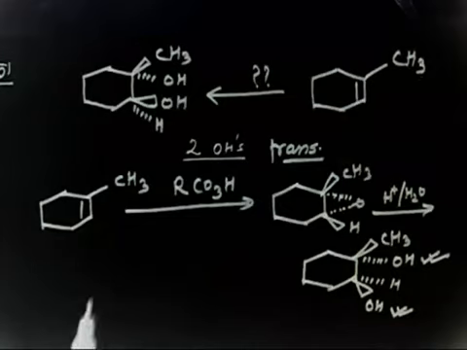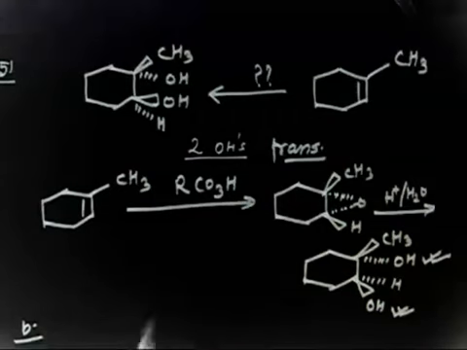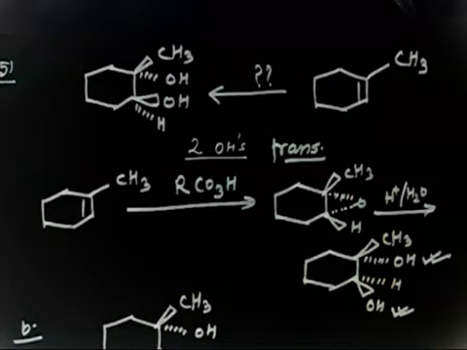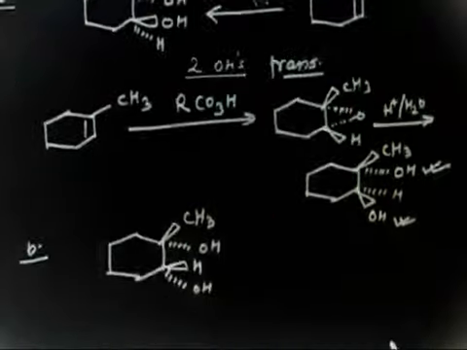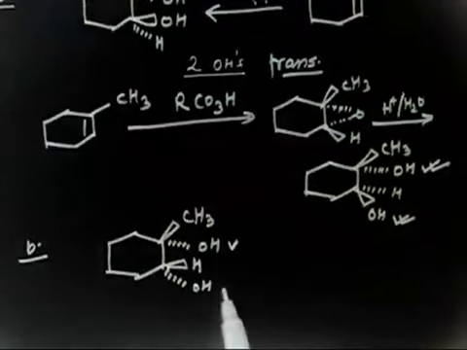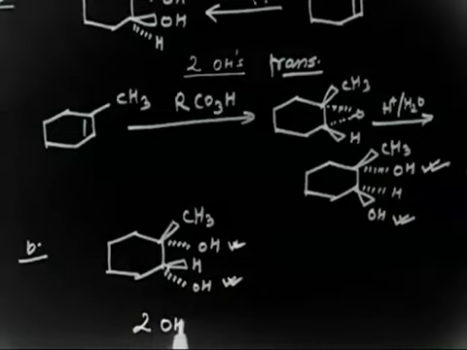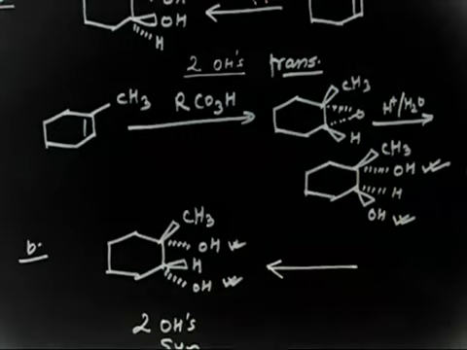Now if somebody asks the same thing, you have to have syn addition, the B part. So let us say if somebody asks, now this time you have to have CH3, this OH is inside, and the next OH is also inside. Here you have hydrogen. Are you getting? So this side both OH are syn, this OH as well as this OH, two OH on the syn side. How will you prepare this compound?